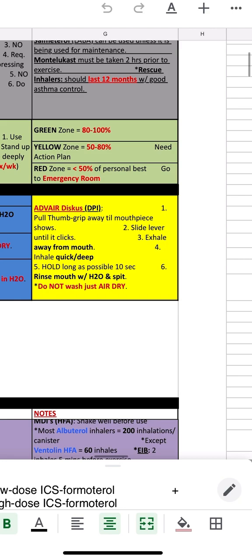If you get green zone, between 80 and 100, meaning that you don't need to care about anything. But if you get yellow zone, between 50 and 80, you need to take some action plan. But if you get red zone, less than 50% of the personal best, go to the emergency room.